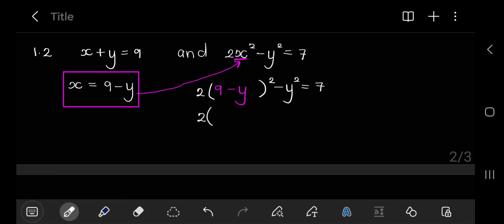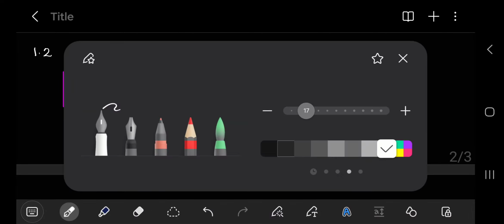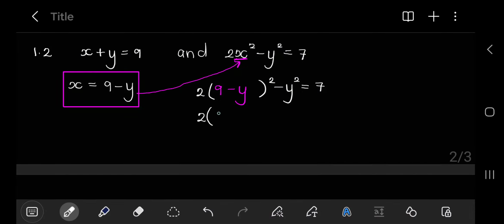So to get the trinomial, to get the first term, we square the first term. So 9 squared is 81. To get the second term, we multiply both terms together and we times by 2. That is going to be negative 18y. To get the third term, we square the second term. Negative y times negative y gives you positive y squared. Let's write out the rest of the equation.